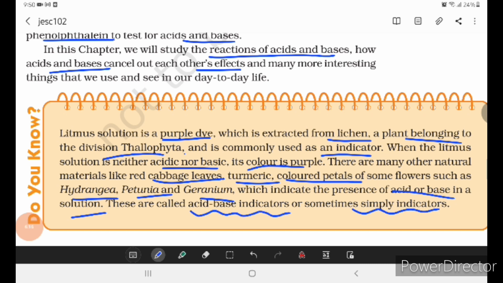So, litmus is a purple dye extracted from a plant belonging to the division Thallophyta, the lichen. It is usually used as an indicator to test for an acid or a base.